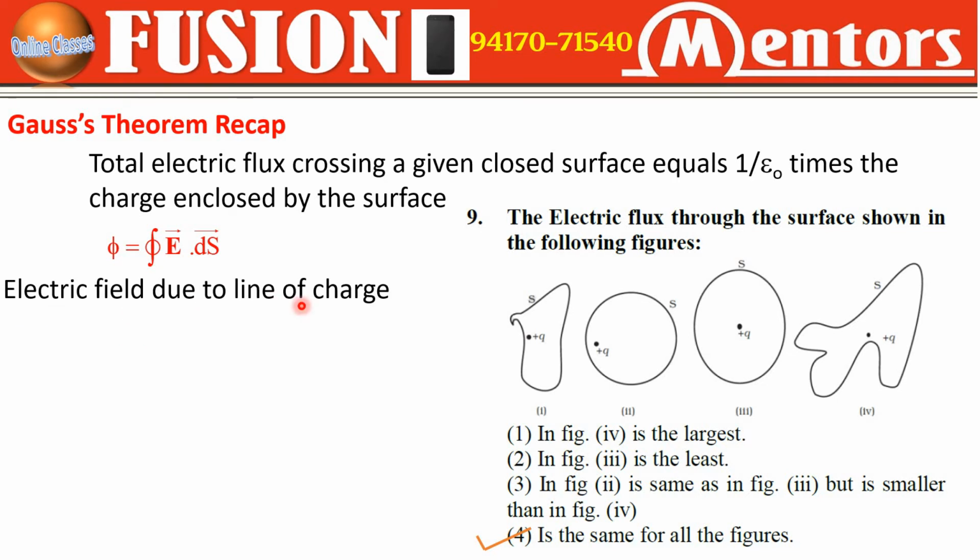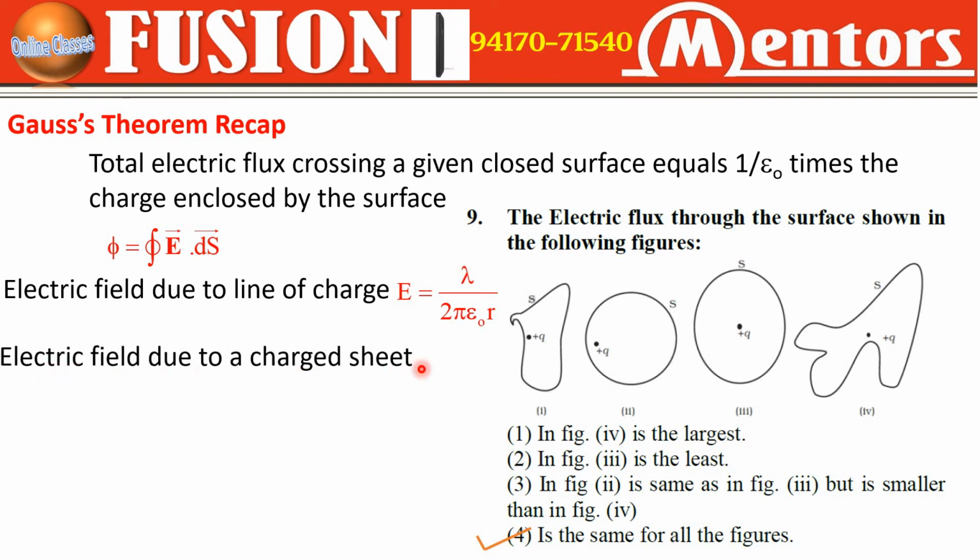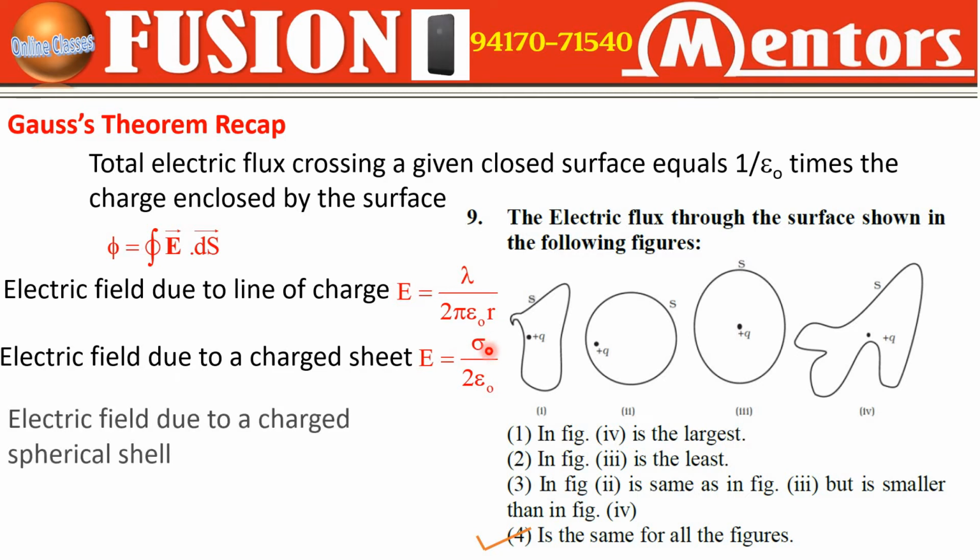Another points which we came across in the derivation, applications of Gauss's theorem. One was electric field due to a line of charge, which was equal to lambda by 2 pi epsilon naught r. Lambda represented charge contained per unit length. Electric field due to a uniformly charged sheet, single sheet, was sigma by 2 epsilon naught. Sigma was surface charge density, charge contained per unit area.